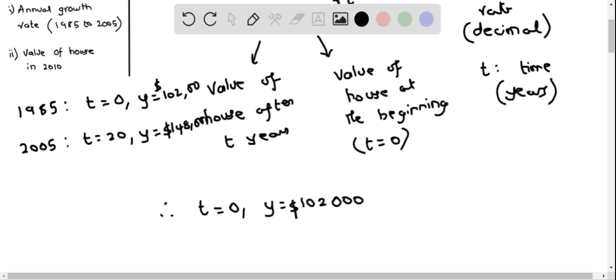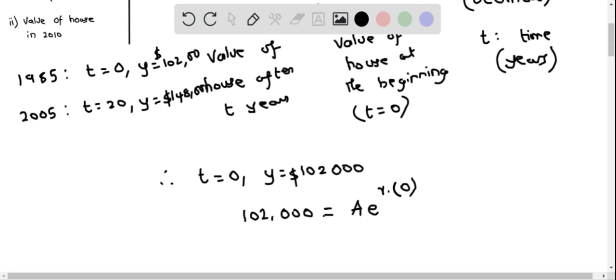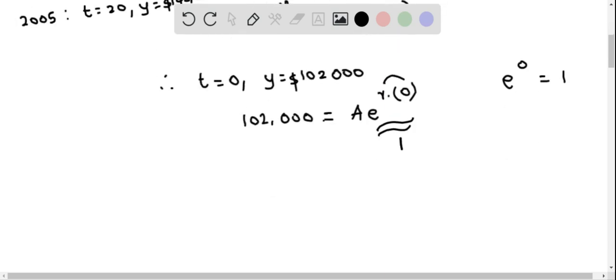So we get, replace y by 102,000. So 102,000 equals a e raised to the power of r, which we have to find, and t equal to 0. So this is the equation that we get. We can solve for a from this equation. Notice that e raised to the power of r times 0 is 0, and e raised to the power of 0 is 1. So basically the value of this quantity is 1. So a times 1 is a. So we get a equals 102,000.